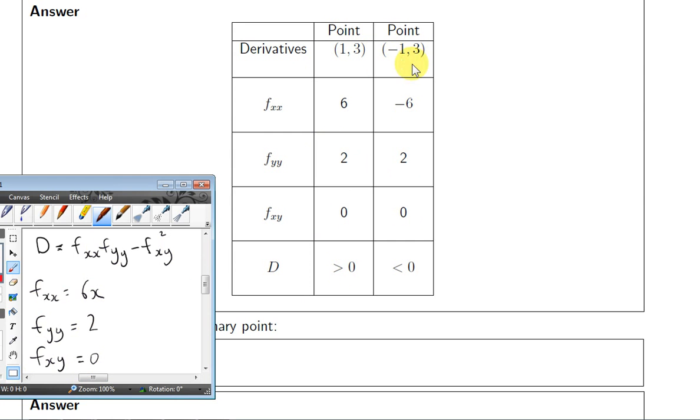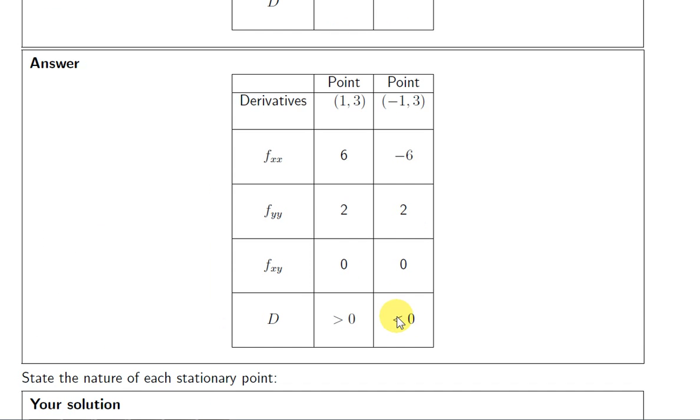As for this point here, we multiply f sub xx by f sub yy. That's going to give us minus 12. Subtract 0 squared. Well, that's going to come out to be negative. So remember, if d is negative, it means we have a saddle point. So (-1, 3) is a saddle point.